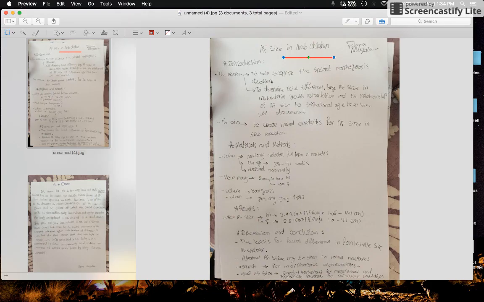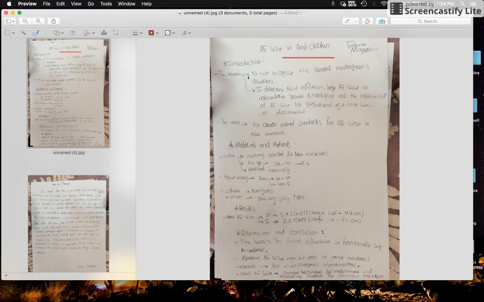Let's just see here. Help recognize skeletal morphogenesis, determine racial differences, AF size and intermediate retardation. Okay, so this is good. These are the reasons that we measure AF size, but you need to make the link between these ideas and why are we doing it with Arab populations? Yeah, what's the reason for that? And the reason is because we've found racial differences. Okay, so you need to mention that.